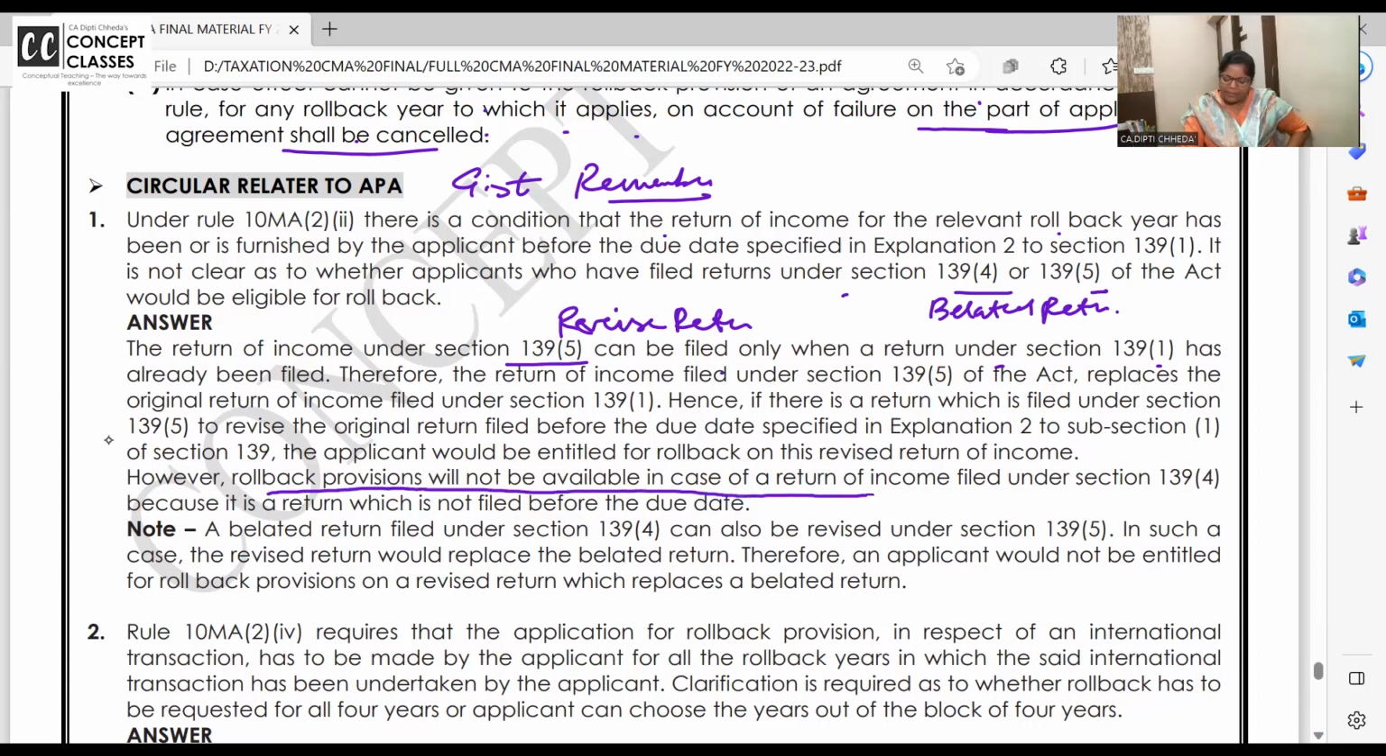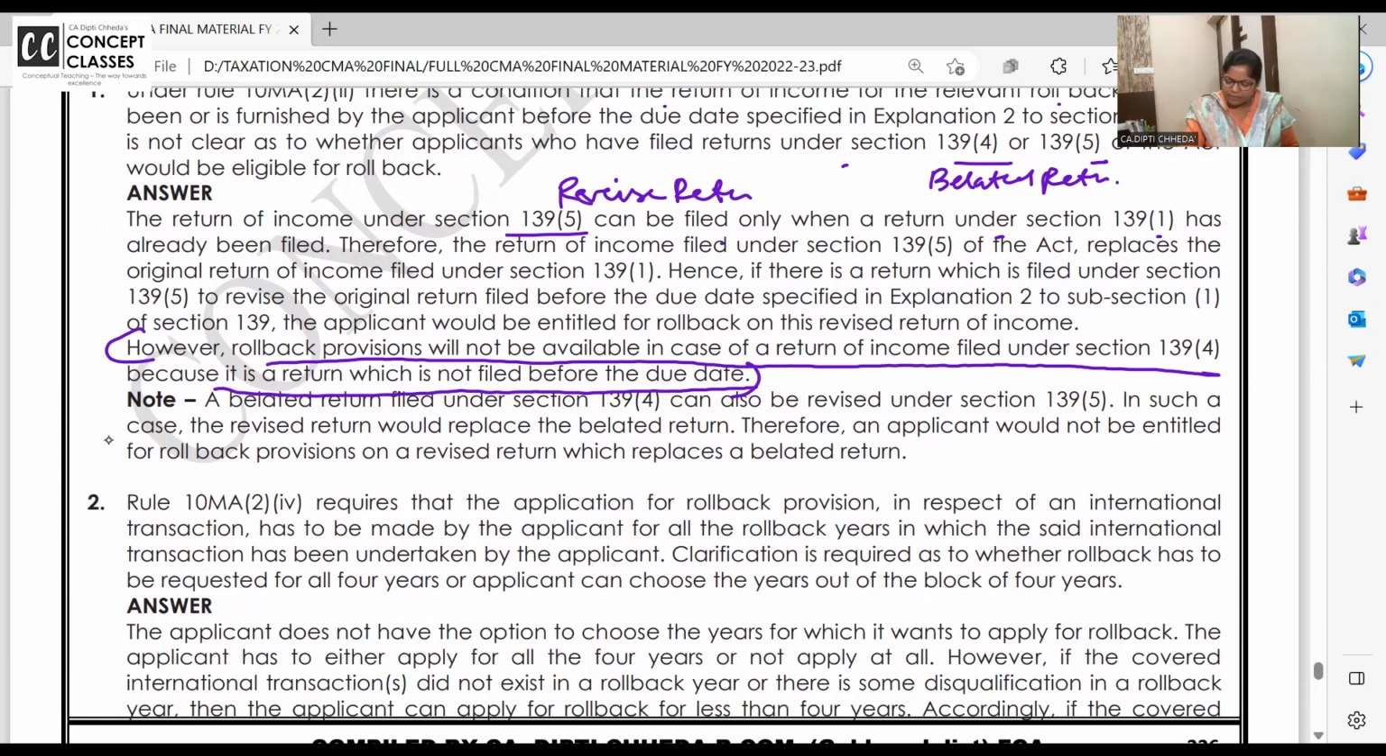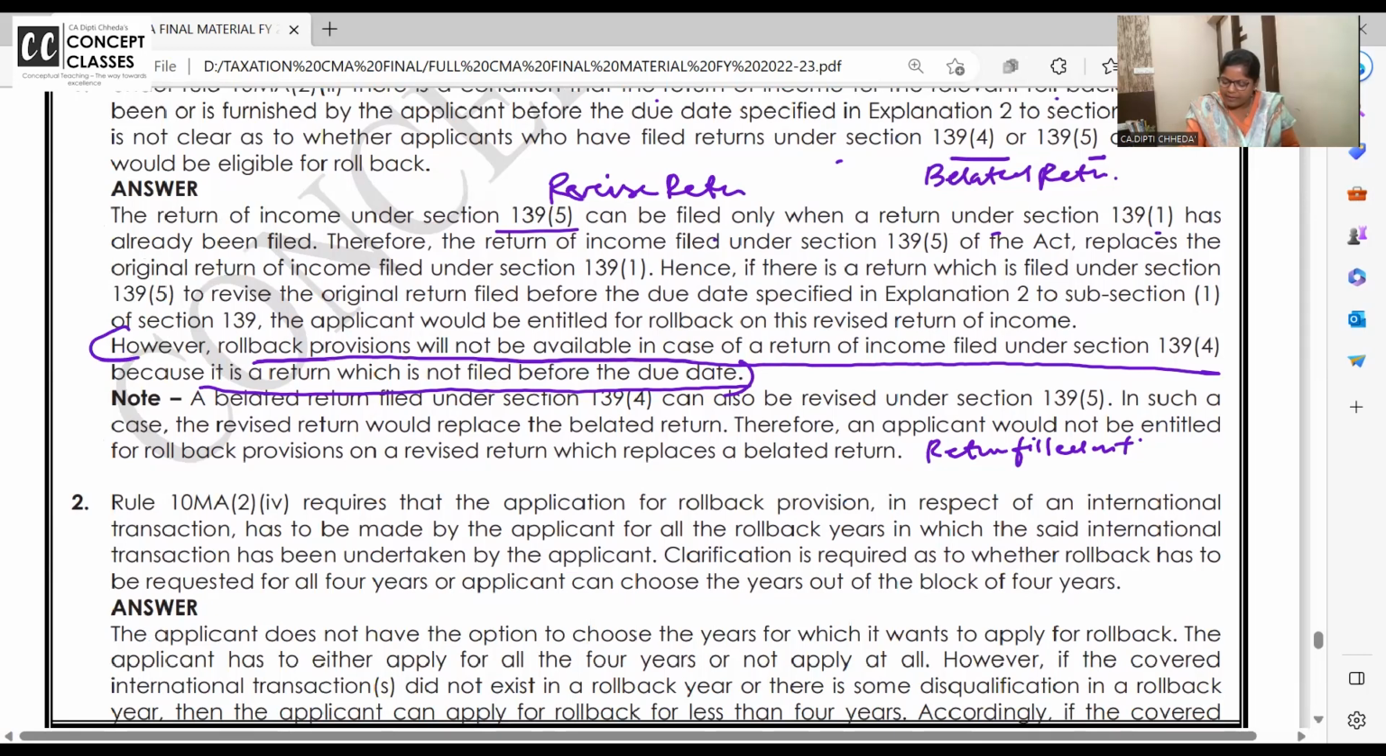Rollback will not be available in case of return filed under 139(4) because it is a return which is not filed on due date. बस ये सिर्फ जिस्ट याद रखो जो मैंने आपको मार्क करा रही हूँ. बोल्ड में वो याद रखो. अगर रिटर्न टाइम पे भरे है तो रोल बैक एप्लीकेबल है, टाइम पे नहीं भरे तो रोल बैक नॉट एप्लीकेबल. You can write: return filed on time. Second no?